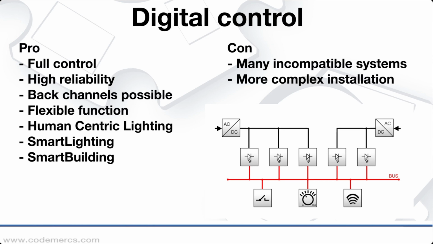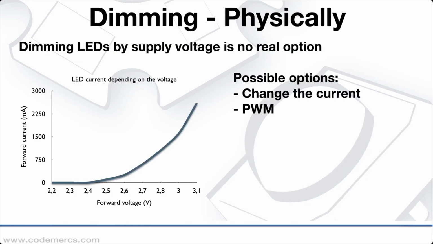Digital control gives you a lot more options. Since power supply and signaling are separate, the signaling can be wireless. It gives you full control over your light, you have a high reliability, and you have flexible functions, so reassigning a lamp to a dimmer is a software feature here. You don't have to pull in new cables. Of course, that comes with a more complex installation, and there are many incompatible systems on the market, but this is a way to go, it's worth it. So we now know that dimming is best done digital.